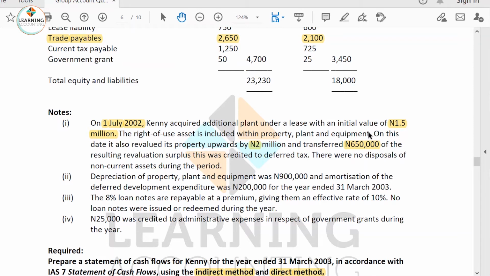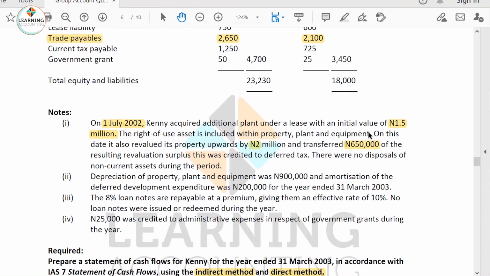This was credited to deferred what? Taxes. Okay, so we use that information there. There were no disposal of non-current assets during the year. So the question has informed us no disposal, but there's possibility that there might be acquisition.